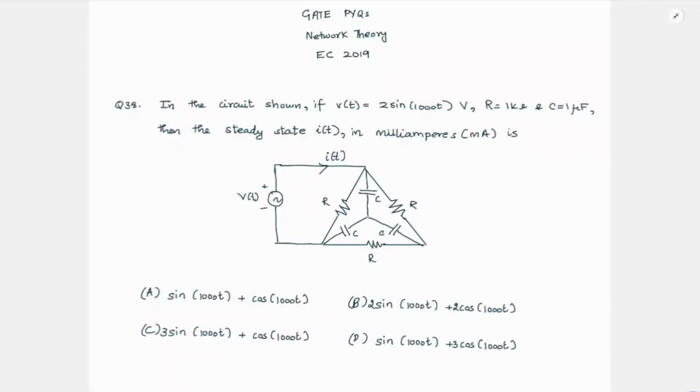Hello guys, welcome back. So here we have another question from GATE EC 2019 based on network theory. In the circuit shown, if v(t) is equal to 2 sin 1000t volts, R equal to 1 kilo ohm and C equal to 1 microfarad, then the steady state i(t) in milliamperes is?